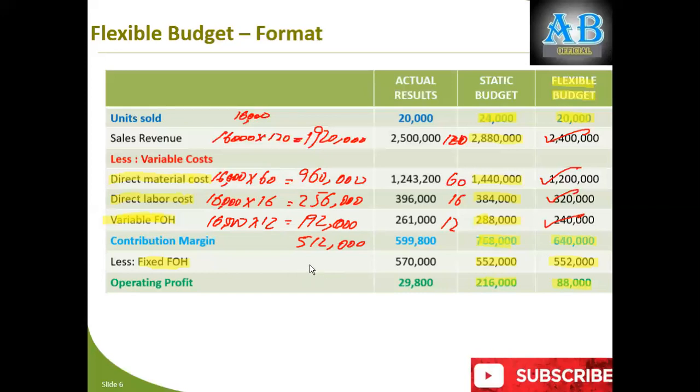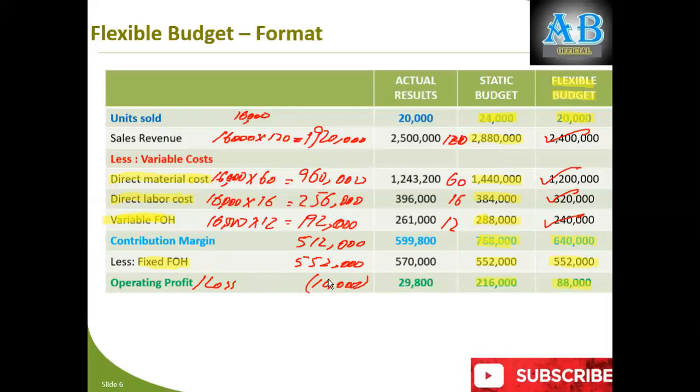Next, fixed FOH cost, which is 552,000, because it remains static, constant on every activity level. So net operating profit or loss here in this case, we have 10,000 loss.